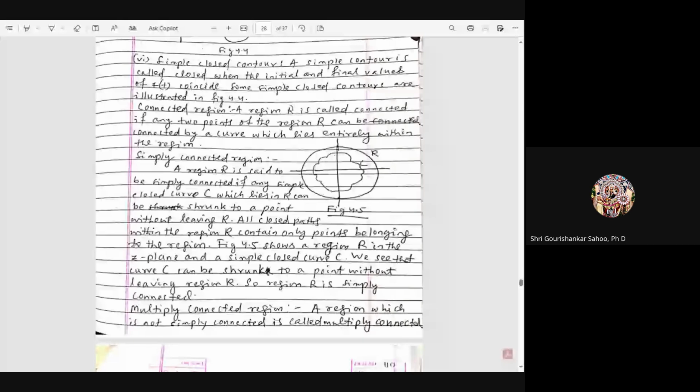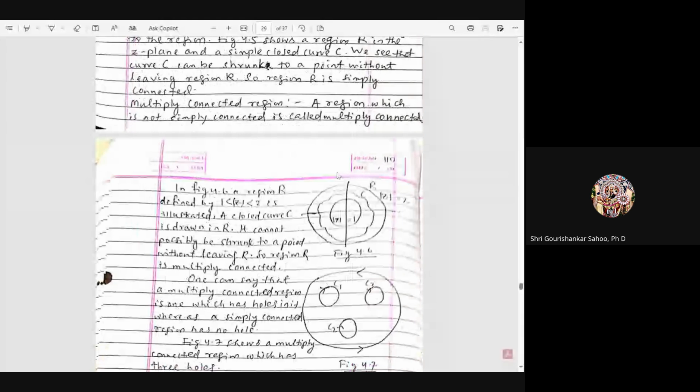What is a multiply connected region? A region which is not simply connected is called a multiply connected region. You can see here your C1, C2 and C3. There are three regions in the middle of these three curves. All the points are not in R. So when you shrink a curve, some of the points fall in the interior region of either C1, C3 or C2, which is not in R. So this is not a simply connected region.